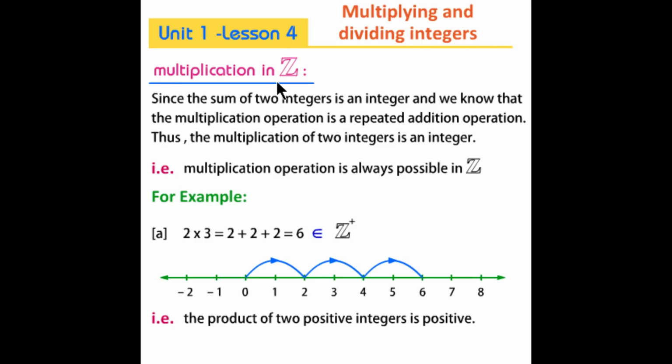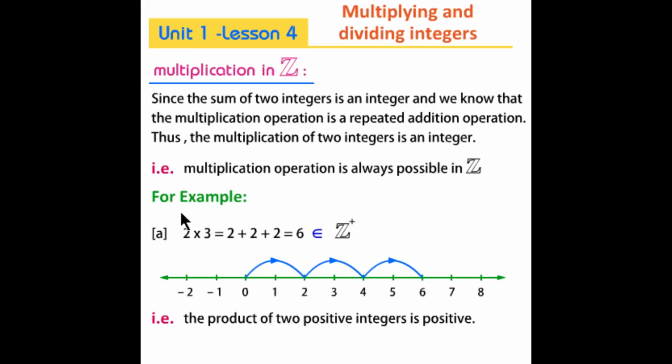Multiplication in Z. Since the sum of two integers is an integer, and we know that the multiplication operation is a repeated addition operation, thus the multiplication of two integers is an integer. That's to say, multiplication operation is always possible in Z.